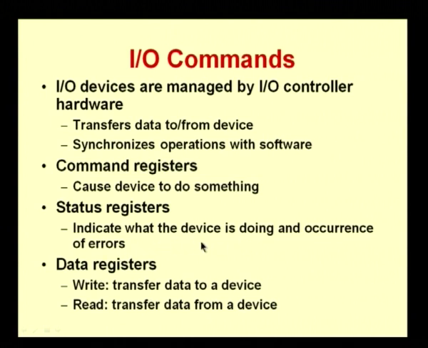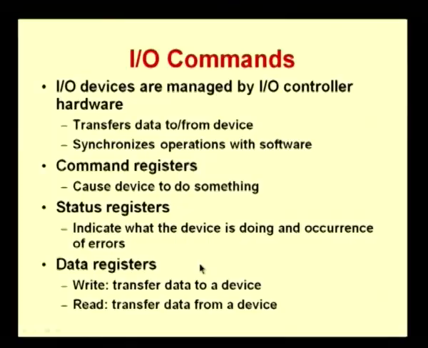If an error has occurred on a particular input or output device, it would have set some bit in the status register. So, the processor can always read the status register and find out if something has gone wrong and what has gone wrong. And the data registers are the ones which are actually used to transfer the data to the device. You would have write registers and read registers. Normally, there are separate write registers and read registers if it is an input cum output device. If it is an input only device or an output only device, then you will have only one set of registers, either read or write registers.